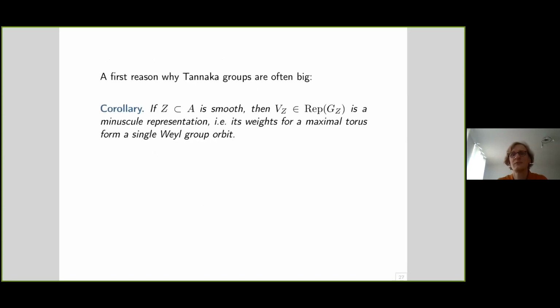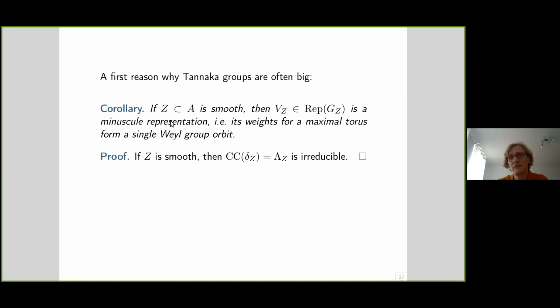If you have a smooth subvariety, then this representation is a so-called minuscule representation, which means that its weights for a maximal torus form a single orbit under the Weyl group. The proof is now very simple. If the subvariety is smooth, its characteristic cycle is irreducible, and I mean the Weyl group orbits correspond to the components of the characteristic cycle. So here there's just one component, so there's just one orbit of weights.